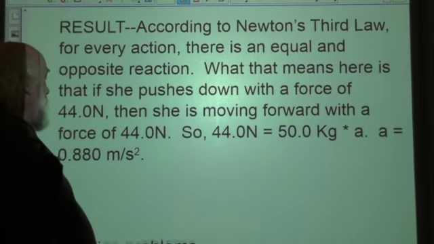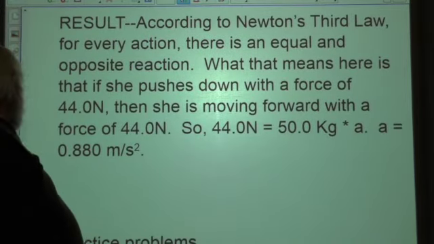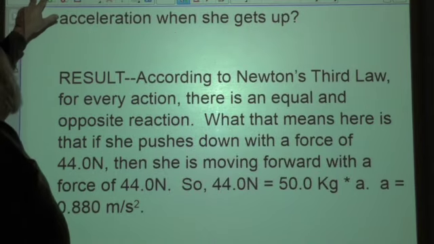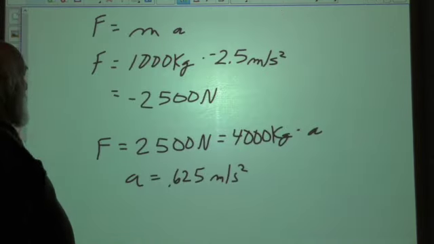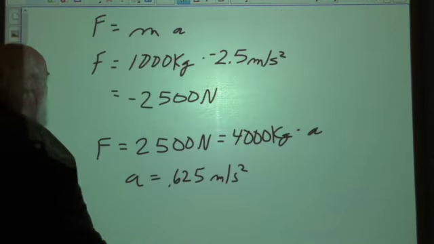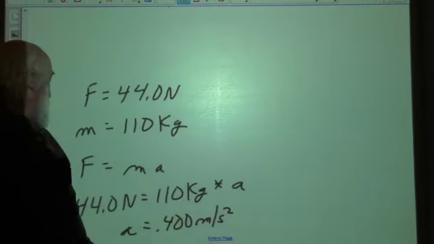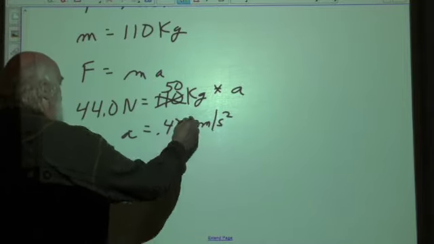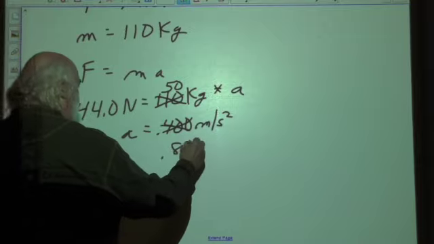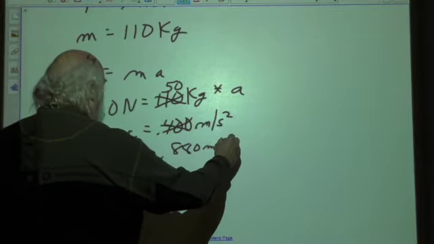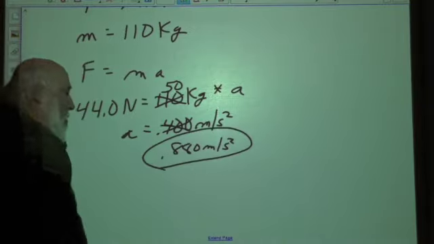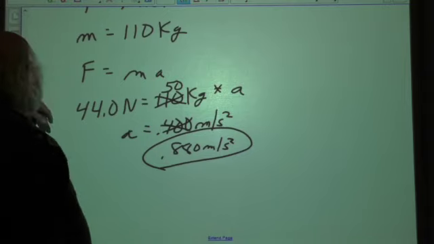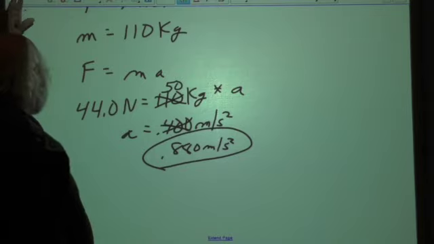So, 50 kilograms. Man, I all of a sudden gained a lot of weight. She's going to be mad at me. So, well, let's fix that. Let's make that 50 right here, and then make that 0.880 meters per second squared. So, all right, that's better. Man, she gained a lot of weight. Better stop eating those Snickers.